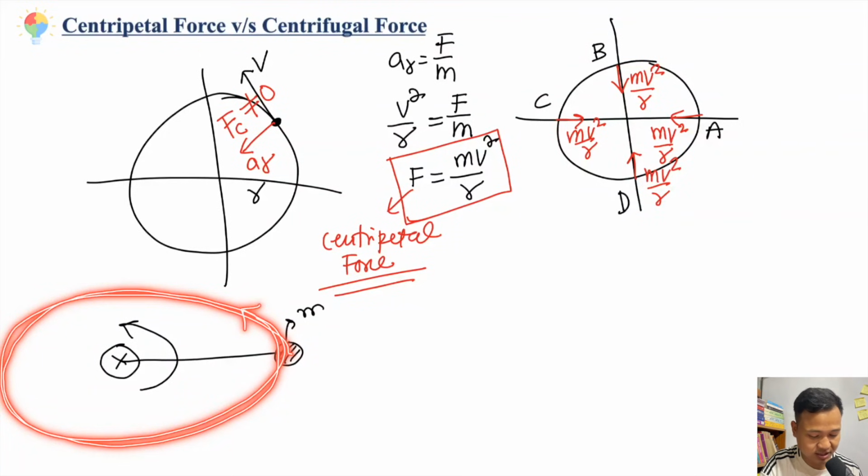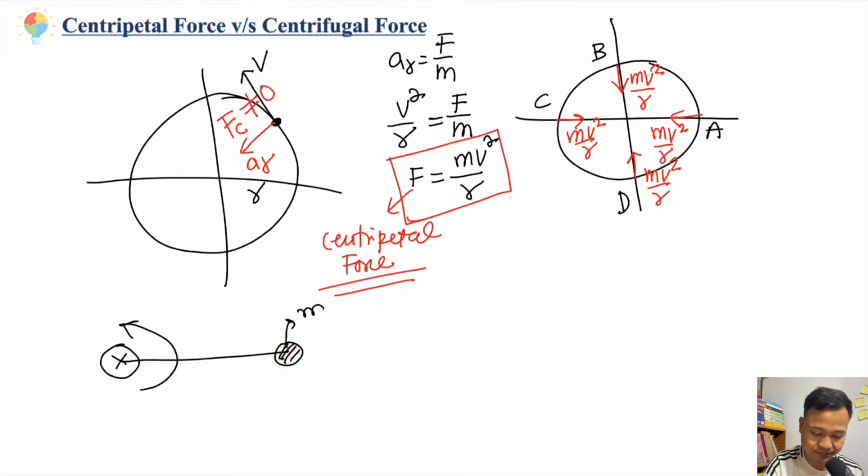So that means there must be a centripetal force. In this case, it is the tension in the string. So here the tension T is the centripetal force.